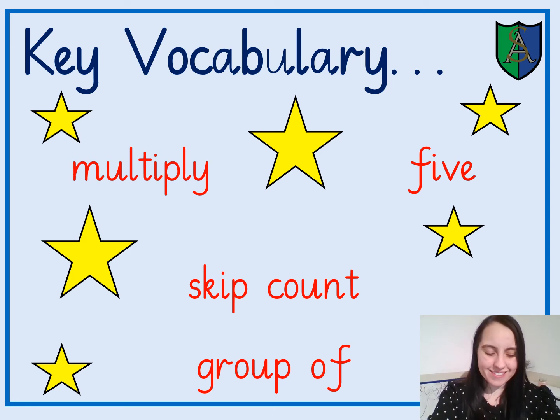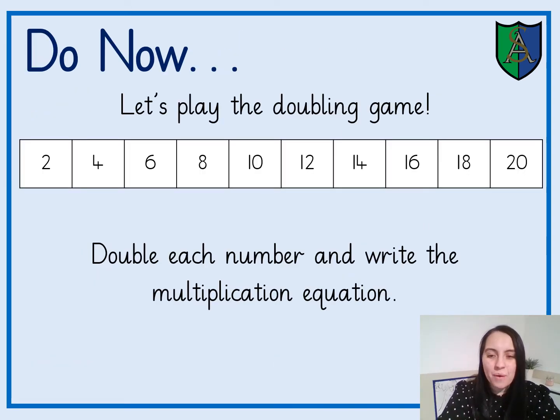Brilliant. Well done, everybody. So, in today's Do Now, I thought I would be a little bit kind to you. And rather than doing the usual Do Now on the worksheet, I thought that we could play a little game. Now, this game is all about doubling. All we have to do is double each of the numbers that you can see. And we need to write the multiplication equation. Now, we know that a multiplication equation includes this symbol and this symbol, okay? We need to work out the parts and the whole. So we need to work out what's being times by each other and the answer, okay?